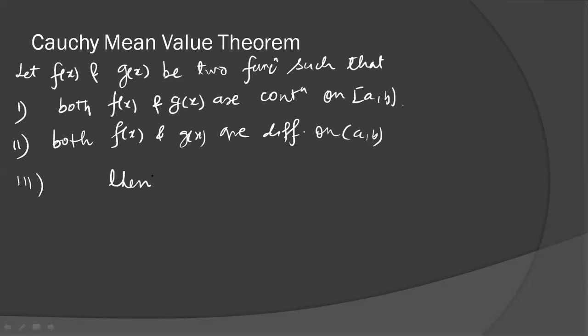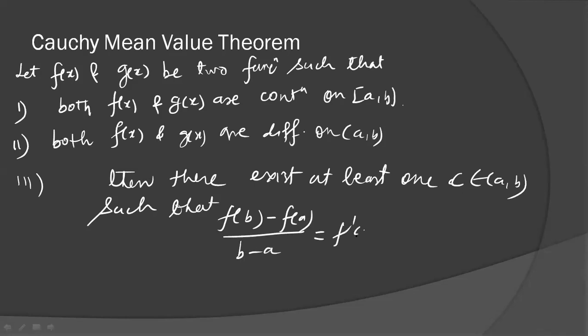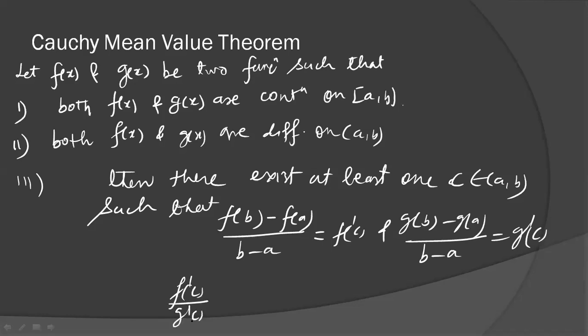Third, then there exists at least one c belonging to open interval a comma b such that (f(b) minus f(a)) upon (b minus a) equal to f dash c and (g(b) minus g(a)) upon (b minus a) equal to g dash c. This is your Lagrange's mean value theorem. If you divide both, then f dash c upon g dash c will be (f(b) minus f(a)) upon (g(b) minus g(a)). It is nothing else but Lagrange's mean value theorem for two functions. So this is your Cauchy mean value theorem.